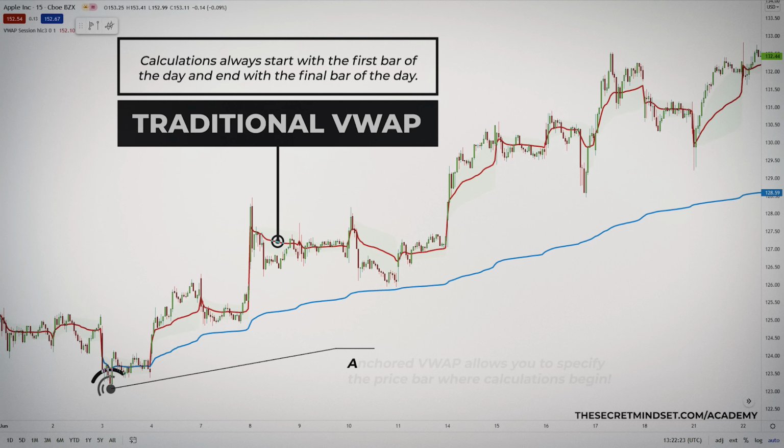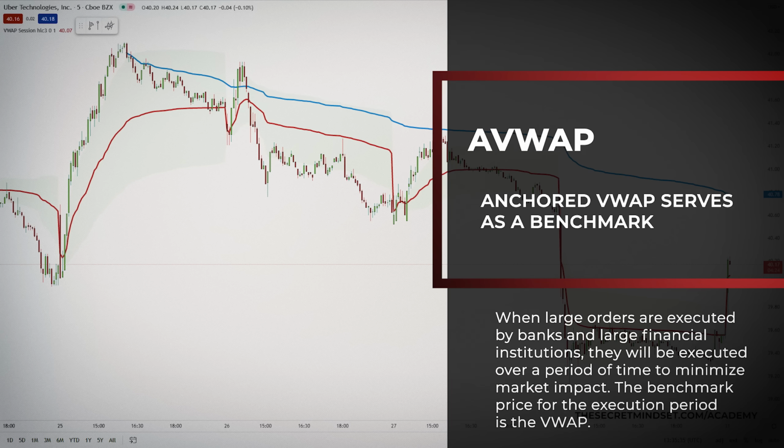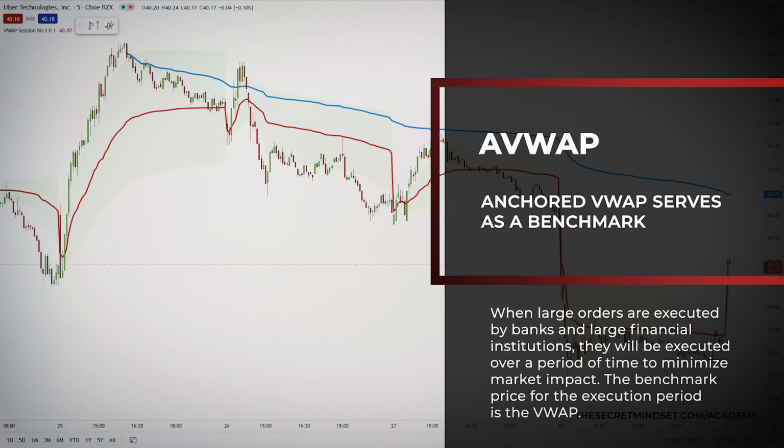Anchored VWAP allows you to specify the price bar where calculations begin, making it easy to see whether the bulls or bears have been in charge since a very specific point in time. The price level represented by the Anchored VWAP is important because it serves as a benchmark.